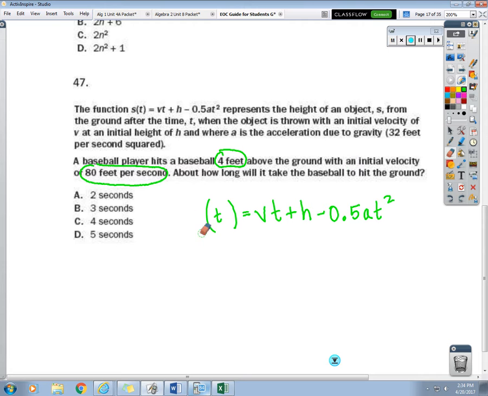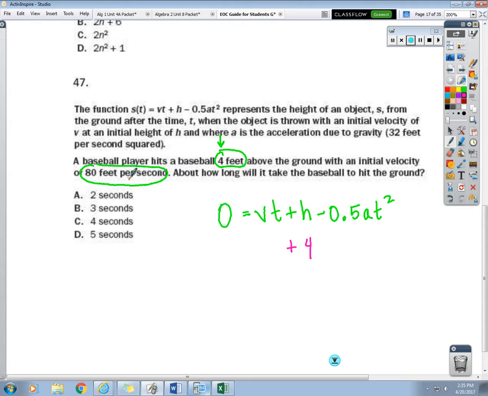So we would equal it to 0 because we're trying to figure out how long before it gets to 0 feet, the ground. Now, where could we place this 4 in this function? H. 4 feet is height, right? So it could go in the H place. Let me change the color just so it stands out. So in the H place, I'm putting 4.